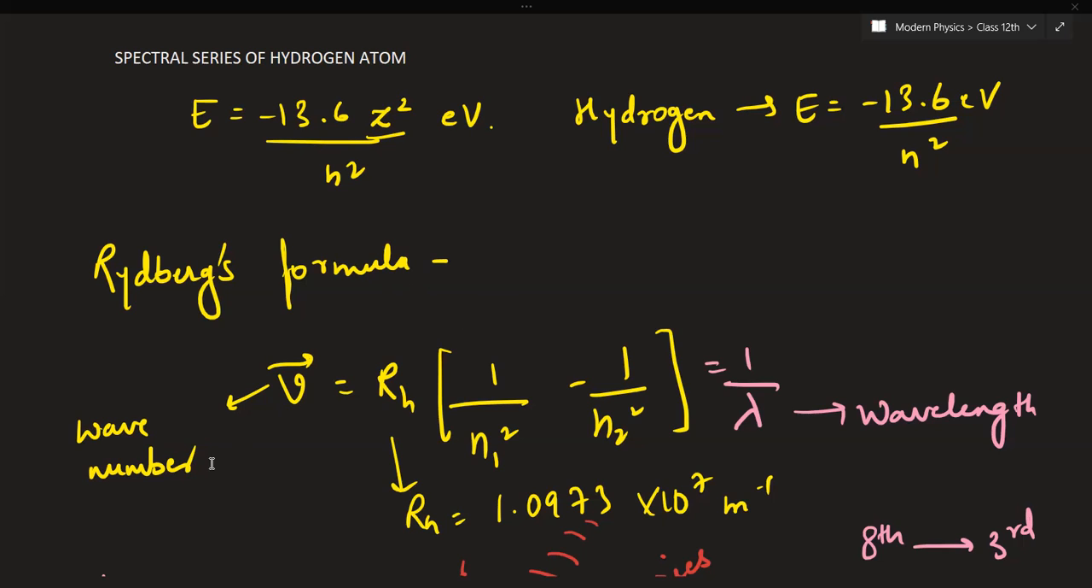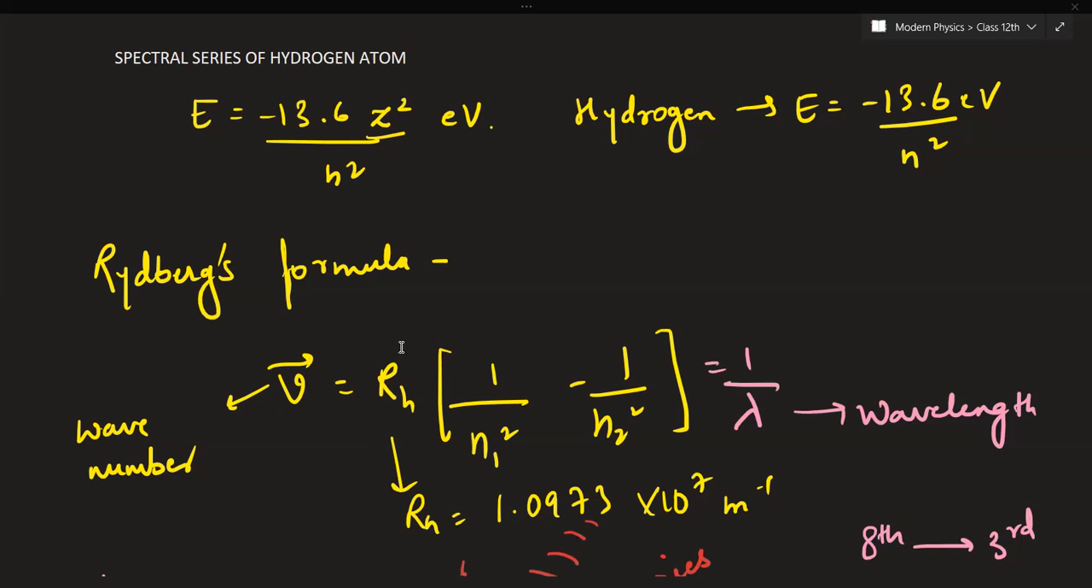See, Rydberg's formula: 1 by wavelength is equal to a constant, which is known as Rydberg's constant, multiplied by 1 by N1 square minus 1 by N2 square. Now, what is this N1? What is this N2? I am telling you. First, just understand the formula.